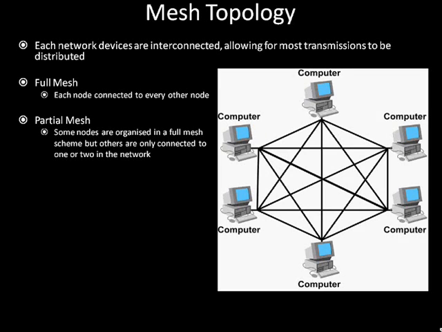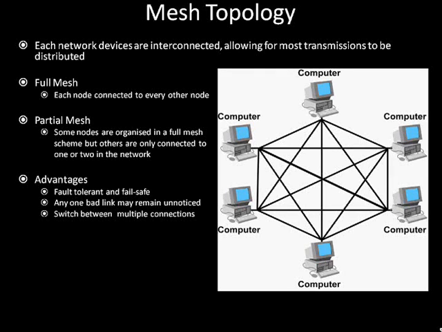Advantages of the mesh topology. The mesh topology provides fault tolerance by having separate cables for each connection, allowing any one cable to break without interfering with the rest of the network. A bad link may go unnoticed because the network will still operate even if a cable goes wrong. Computers or network devices can switch between these multiple redundant connections if the need arises.